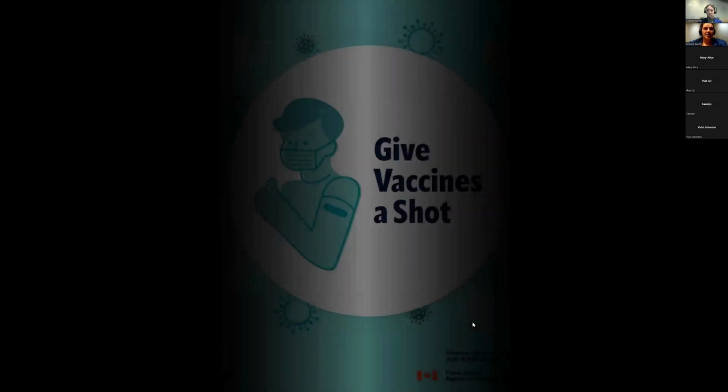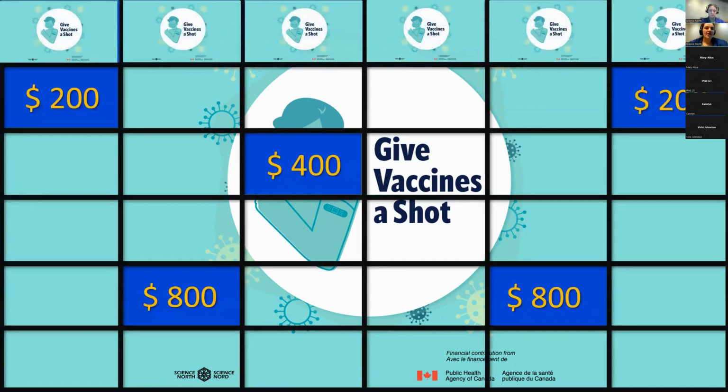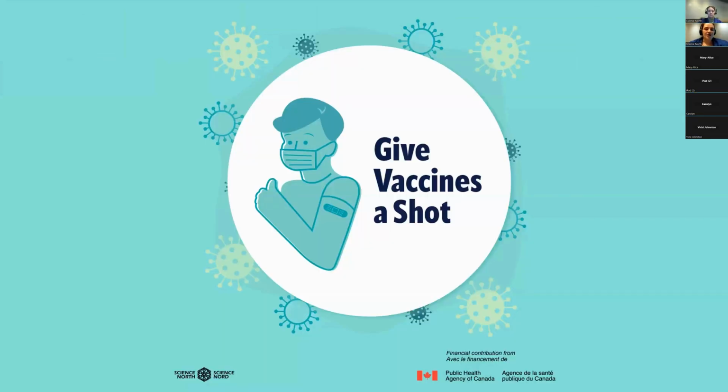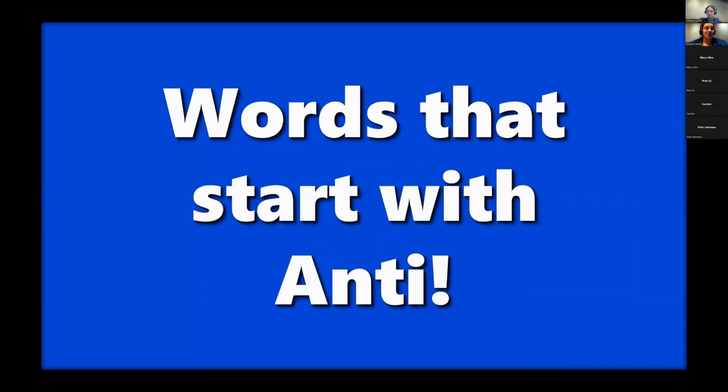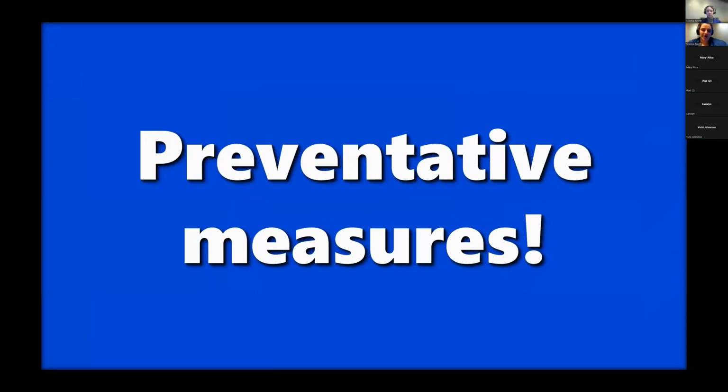All right, so welcome to the Give Vaccines a Shot trivia game. It's very exciting. You may recognize the template of this game, but essentially we're going to have 6 different categories, and you're going to have a chance to answer questions in those categories and keep track of those scores. So what we'll do is I'll give you the titles of the categories, and then we'll just go one by one. And so the first category that we're going to look at today is words that start with anti. So words that start with anti is our first category. Secondly is our preventative measures category.